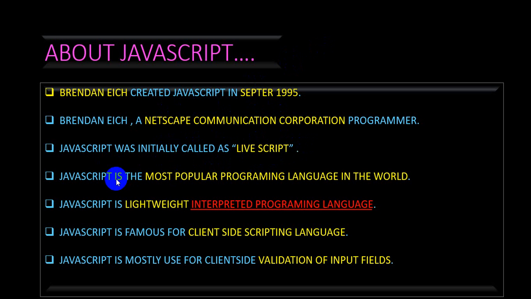Now the most important attribute or characteristic of JavaScript. See the fourth point: JavaScript is the most popular programming language in the world. Why have I written most popular? It's not that I have written it. If you search on Google or any search engine, you will find that JavaScript is one of the most important or most popular languages used in the world.